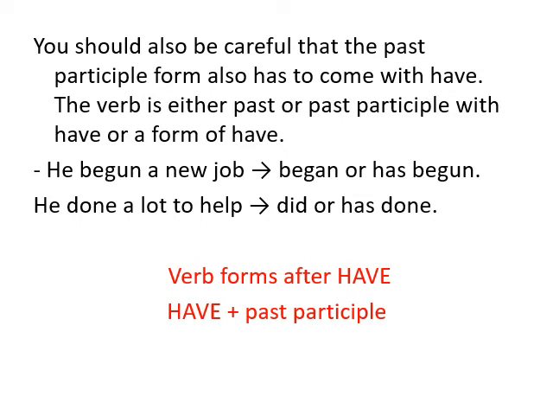You should also be careful that the past participle form also has to come with have. برضو زي ما have لازم يجي وراها ال past participle برضو the past participle لازم يجي قبليه have. have يعني أي form of have. ليه بقى؟ The verb is either past or past participle with have or a form of have.